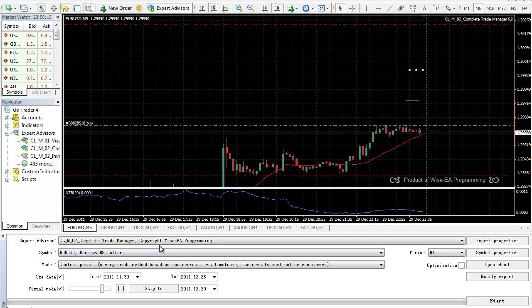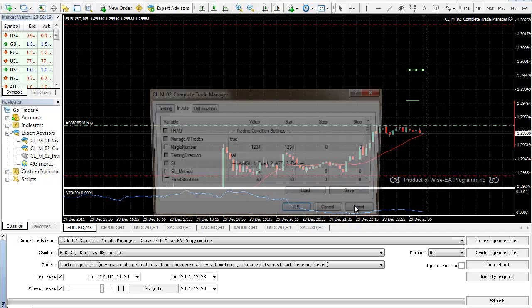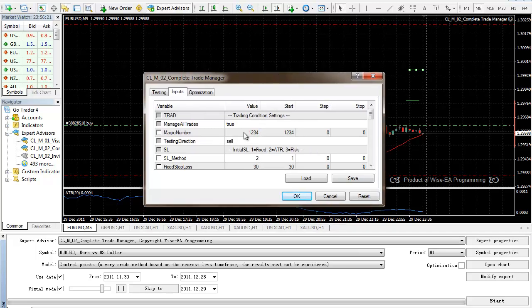Now we have opened the backtester. We're using EUR USD. And now let's see what the options are. First, what kind of trades do we want to manage? If you set manage all trades to true, all trades under this symbol will be managed. And for this, you have to be careful if you're using some other EAs.